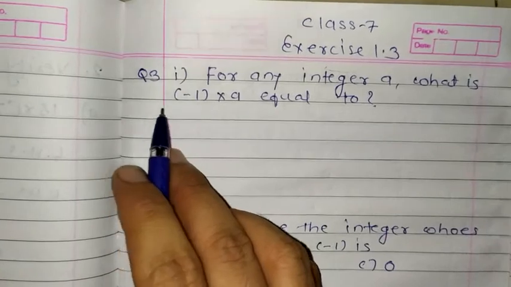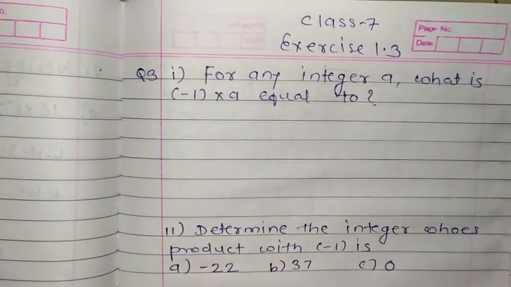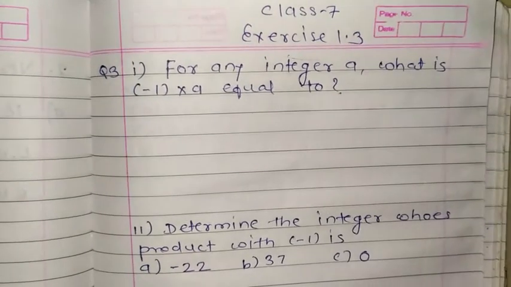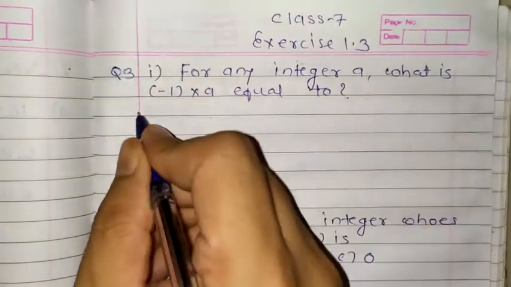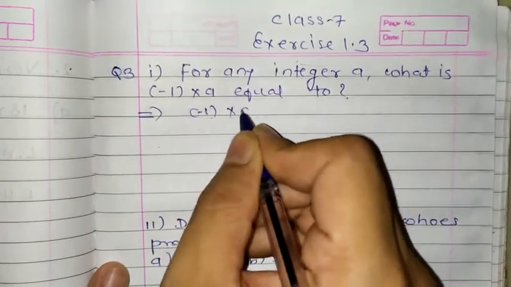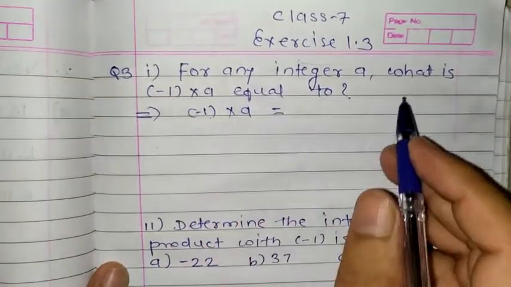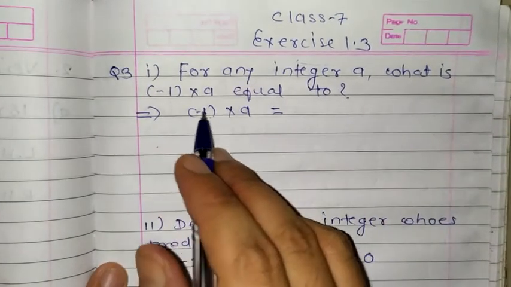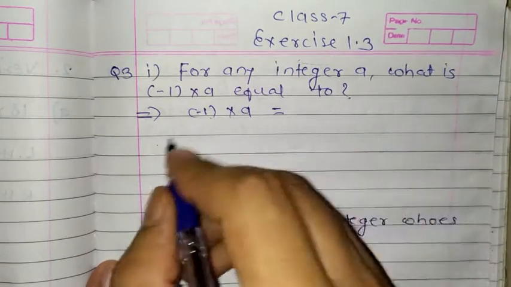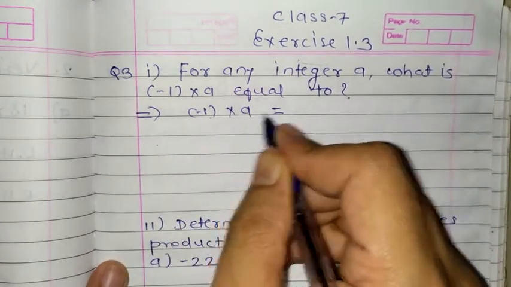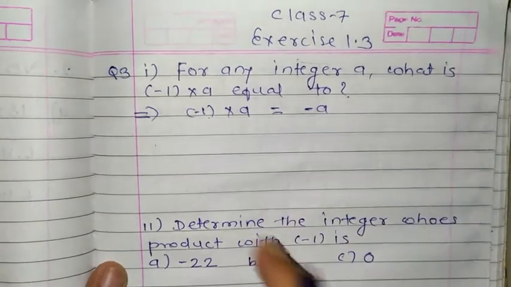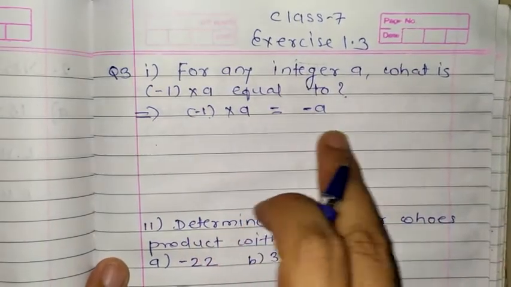Our question number 3 is: for any integer a, what is minus 1 into a equal to, where a is any integer? So minus 1 into a. They are asking what is the result of minus 1 into a where a is an integer. As you learned in the previous problem also, here minus 1 into a is nothing but minus a. You can directly solve. Why is it minus a?